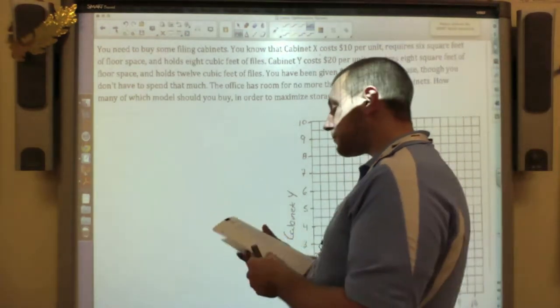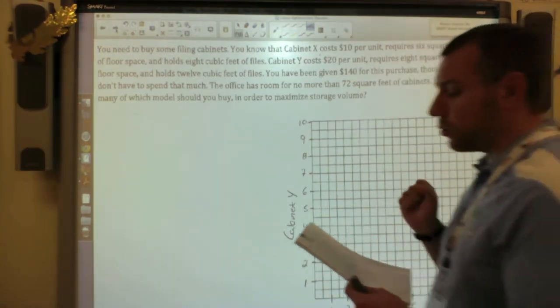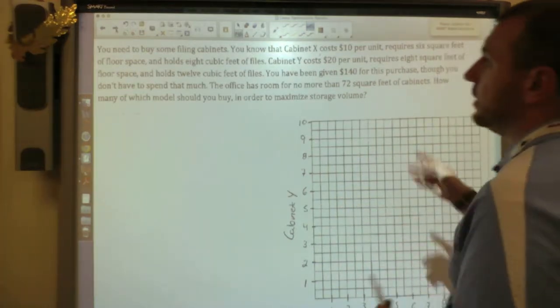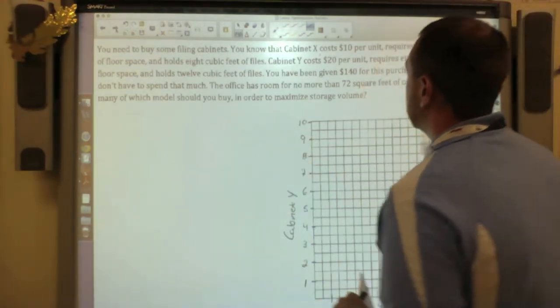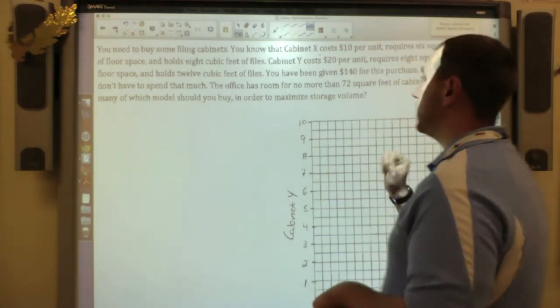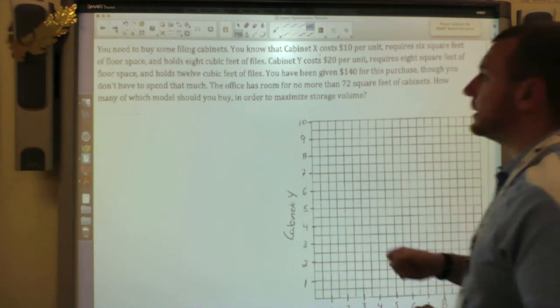Okay. So, now I'm on step 2. I'm going to reread and identify what I'm trying to figure out. Alright, you need to buy some filing cabinets. You know the cabinet X costs $10. Okay, it requires 6 feet of floor space, holds 8 cubic feet. Cabinet Y costs $20 per unit, requires 8 square feet of floor space, and holds 12.